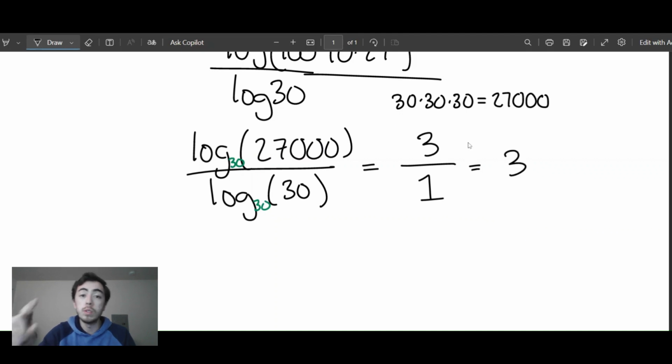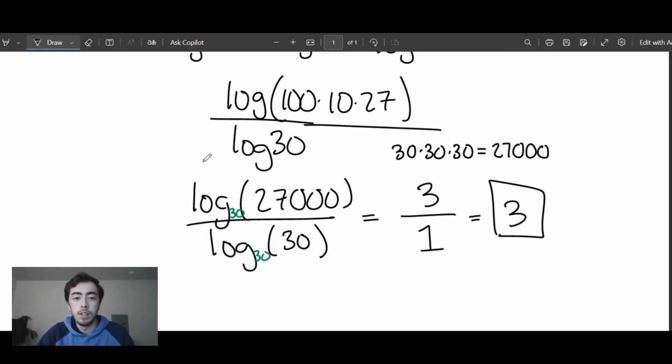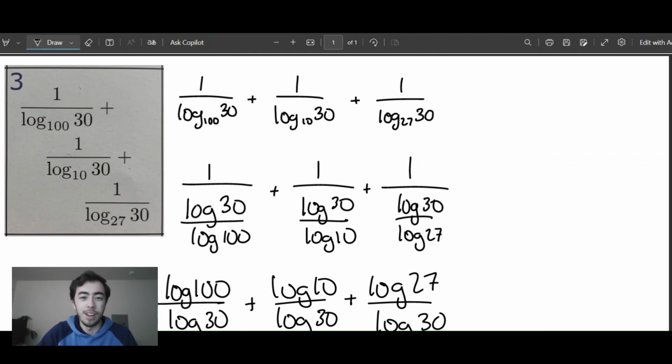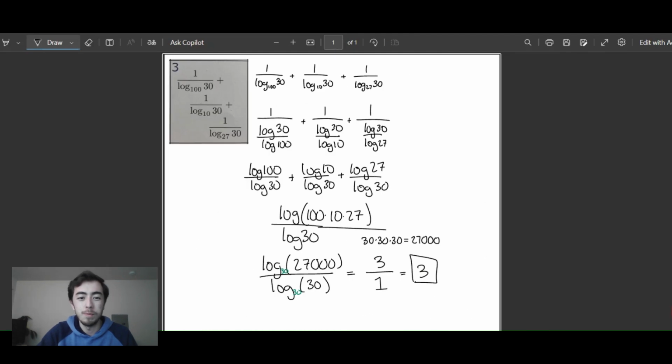So overall, using that change of base rule and then picking a maybe clever or useful base shows that the number is just 3 for our answer today. So there we go. The number's 3.